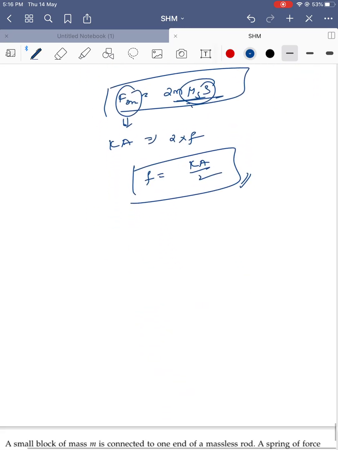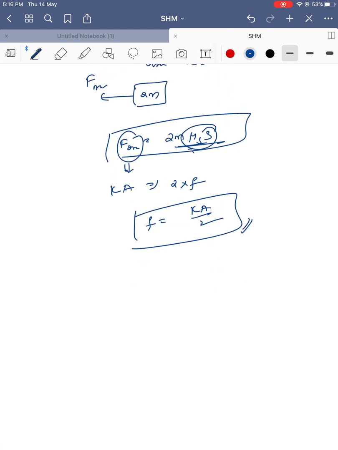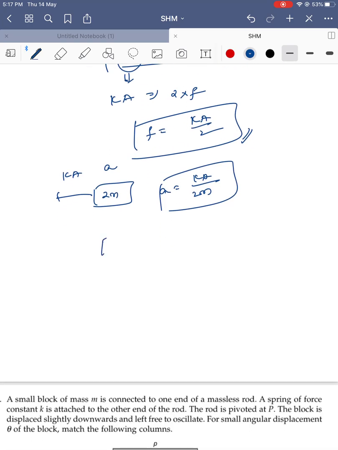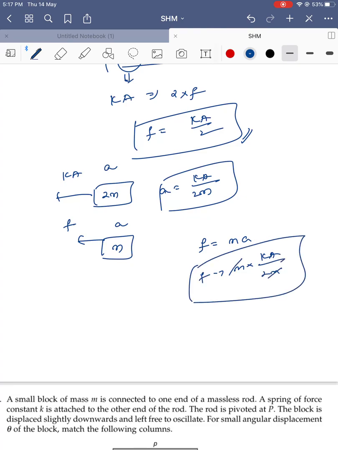The other way is, we have the maximum force, so then we draw the free body diagram. Ka acts and both the bodies are moving. What is the acceleration? A is equal to Ka by 2m. Now take the lower block of mass m, with friction acting. We know the acceleration, so friction is equal to m into A, which is m into Ka by 2m. The m gets cancelled. The friction force acting is equal to Ka by 2.